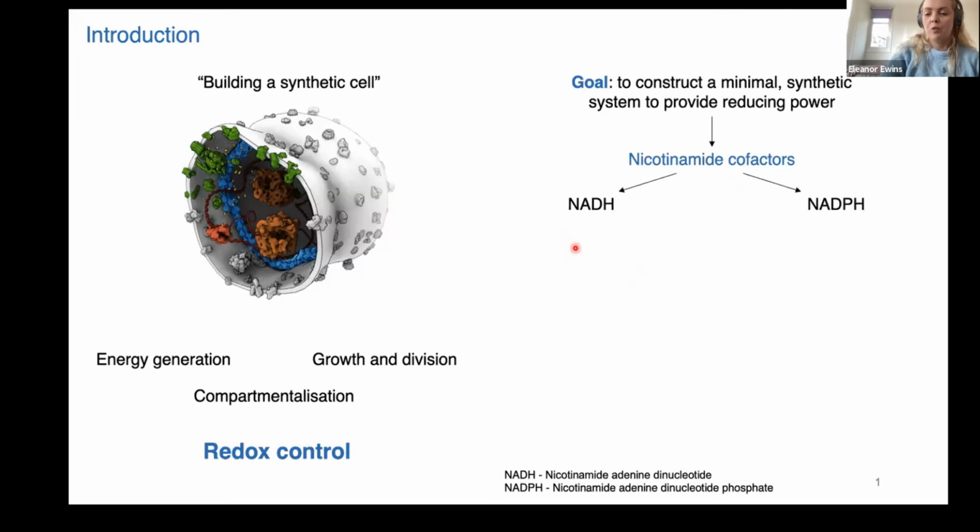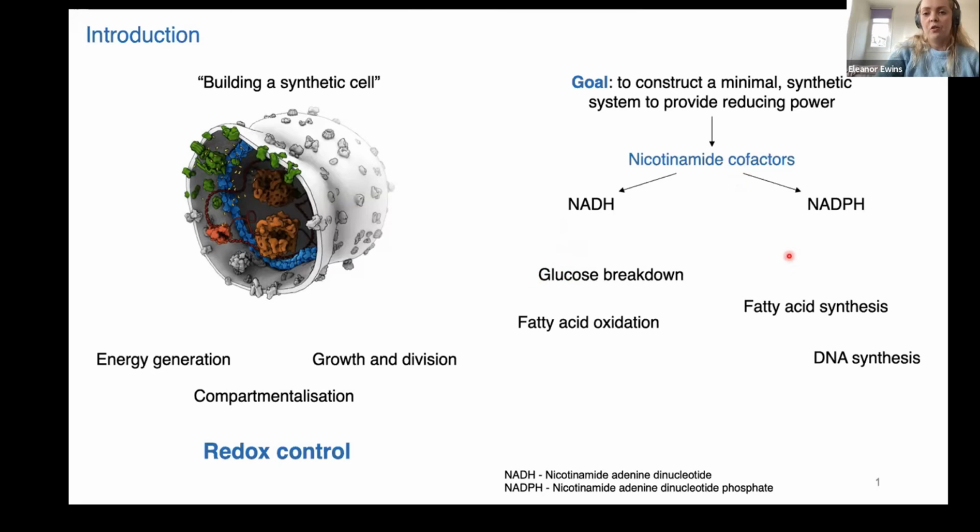These cofactors are really important for multiple different processes. NADH is involved in glucose breakdown and fatty acid oxidation. NADPH is involved in fatty acid synthesis and DNA synthesis, and these are just examples of the hundreds of cellular reactions that these two cofactors are involved in. So they are vitally important, and they have also been conserved throughout evolution. So we decided this was a very good place to start constructing our redox system.